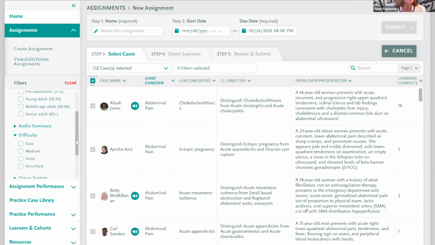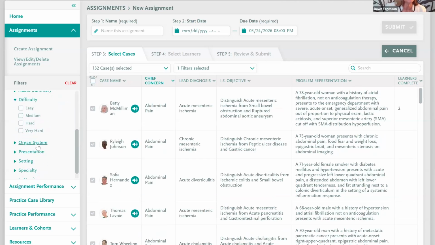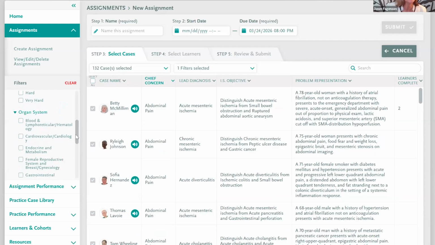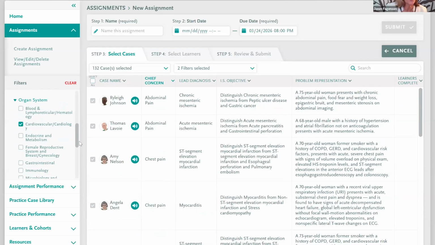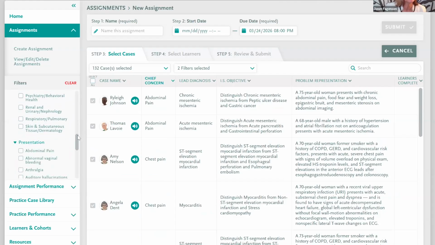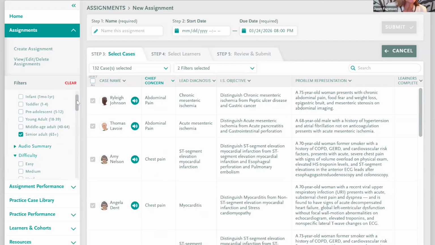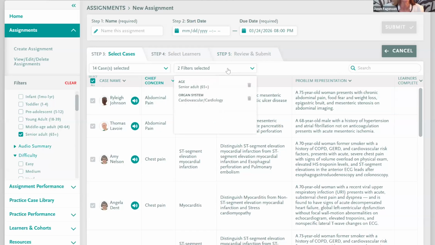And in here again, you would come in to find a case that you want to use. And for today, I'll just pick, maybe I want a senior adult case, and maybe I want to look in the organ systems here. Maybe I want a cardiovascular case. But just to give you a general overview, these are the types of cases that you see in here. You can search by presentation. All of this is in here for you to choose the cases that you want to assign. And then here, I just have two filters selected. So now I can see that there are 14 cases that match what I'm looking for, which in this case, I said a senior adult, and I was thinking for a cardiovascular case, cardiology case.